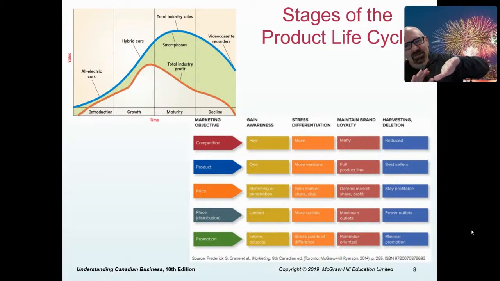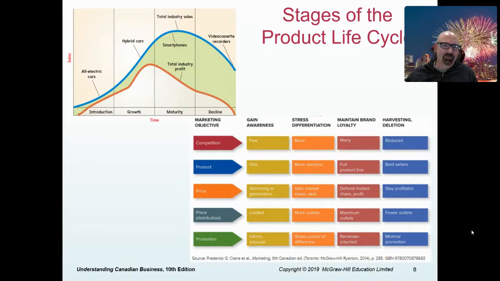This is the introduction phase at the left, where all electric cars are. Then we see a growth phase where the curve starts to go up fairly steep. What happens then is we get into maturity, where things start to level off. That's where smartphones are. And then finally, we will see an eventual decline as sales start to taper off. And the example they have here are video cassette recorders.